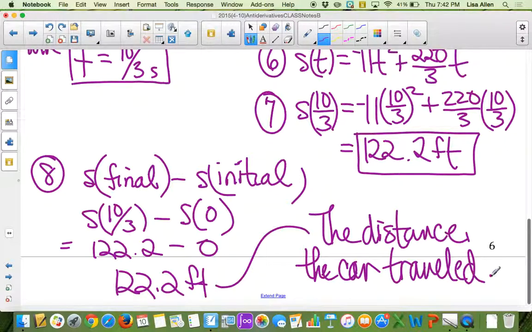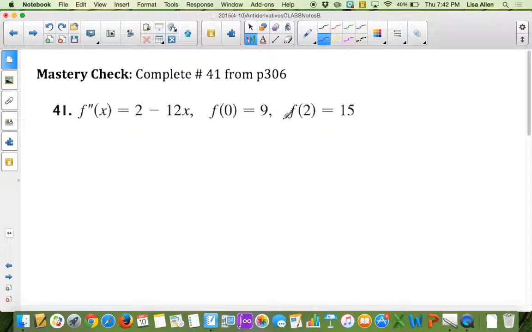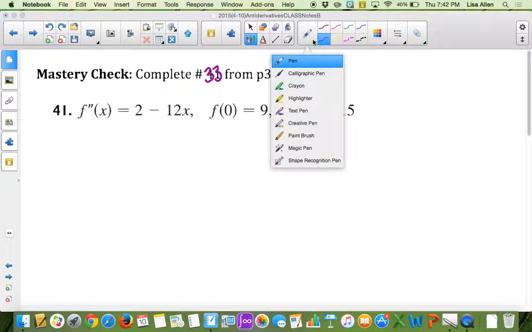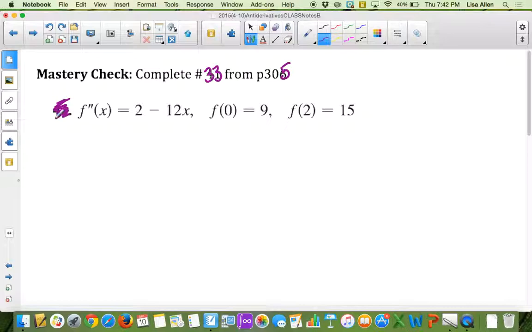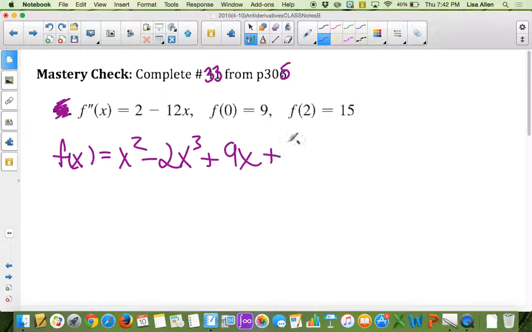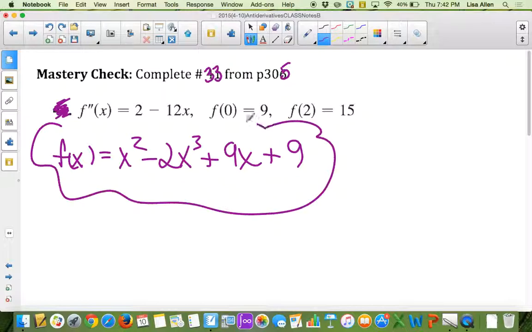Now there's one more mastery problem. I'm not sure I have enough time in the video to get this done, so you can do it yourself. I just want to tell you to change this on your notes. It's actually number 33 from page 305 in your book. So if you want to try that, let me tell you what I got for an answer, and you can double check. You should get f of x is equal to x squared minus 2x cubed plus 9x plus 9. Okay? And good luck, and I will see you tomorrow.